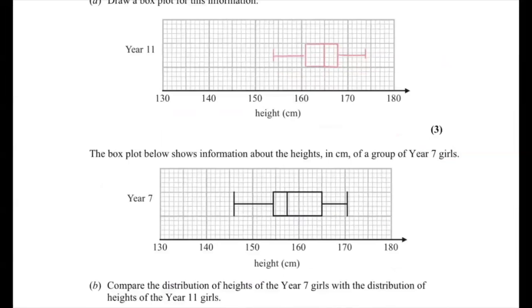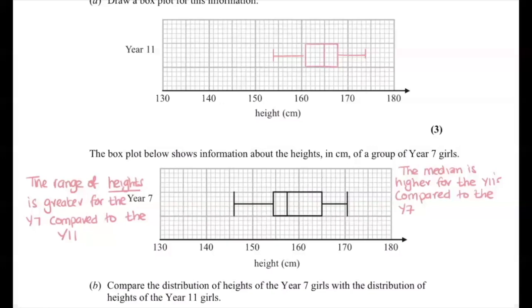So compare the medians. So we can say that the year 11s is higher compared to that of the year 7s, and then compare the interquartile range. Now, notice how I've underlined the word height. Don't just say the interquartile range is greater, say particularly the height, and that will get you the mark.